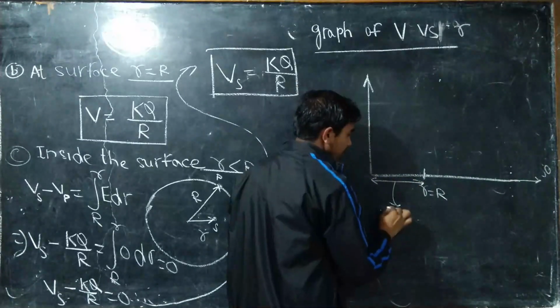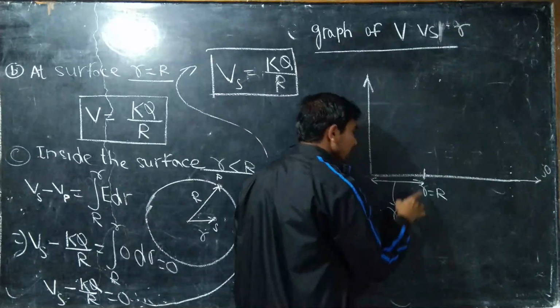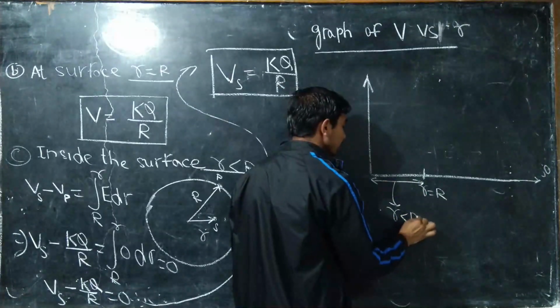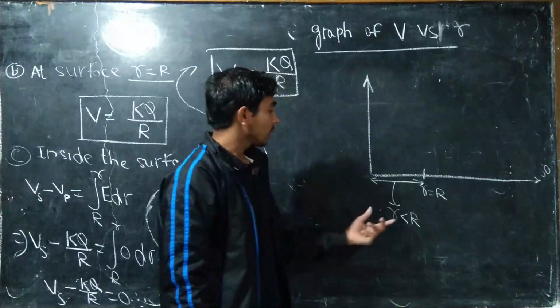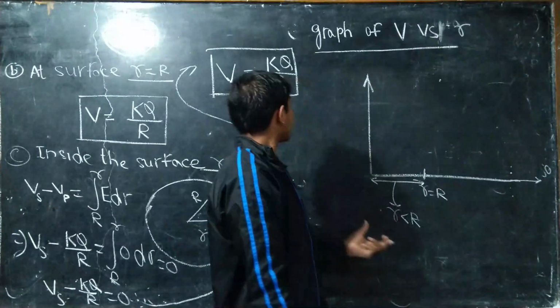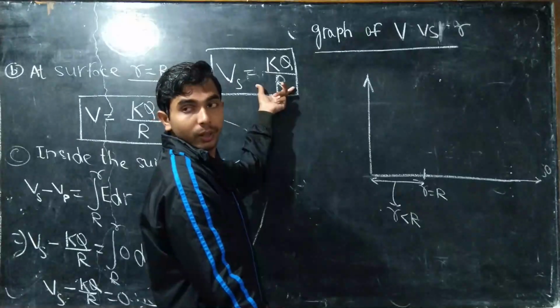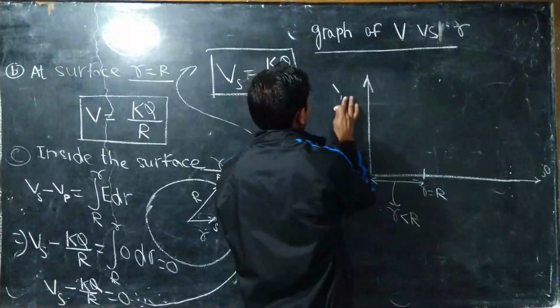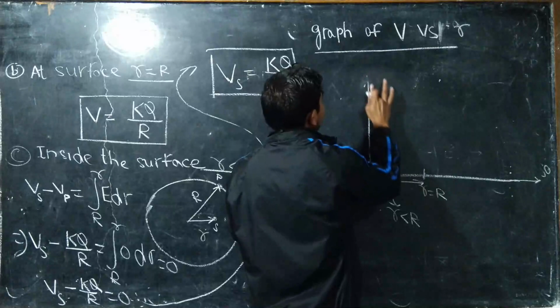For all the points lying in this region, small r is smaller than capital R, right? That means potential is constant, and that potential is how much? Kq by r. So on this axis I am taking potential now.